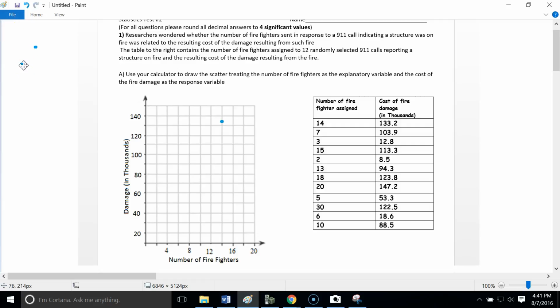The next one is at 7, 103.9. So here's 6. 7 is going to be somewhere in the middle, and we're going to go up to 103.9. So just a little bit past 100, maybe around there, and so on and so forth.